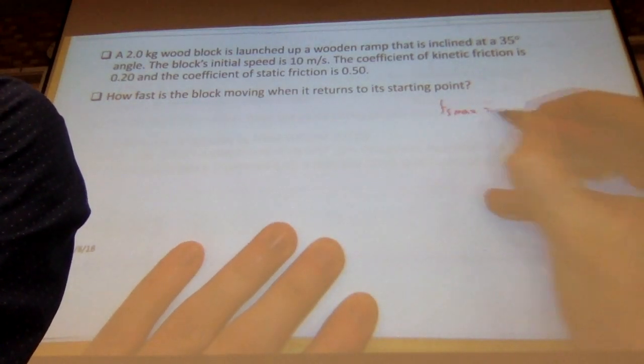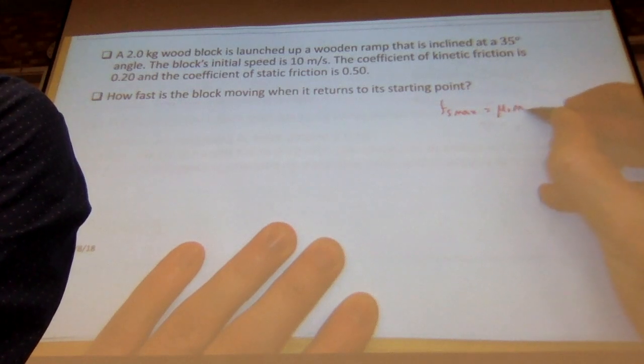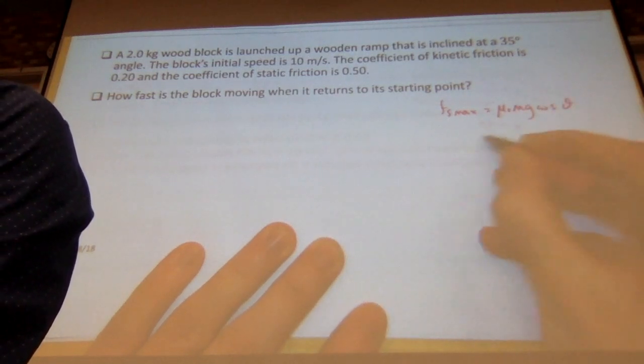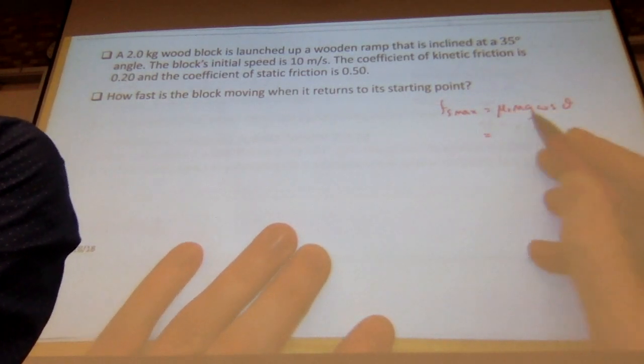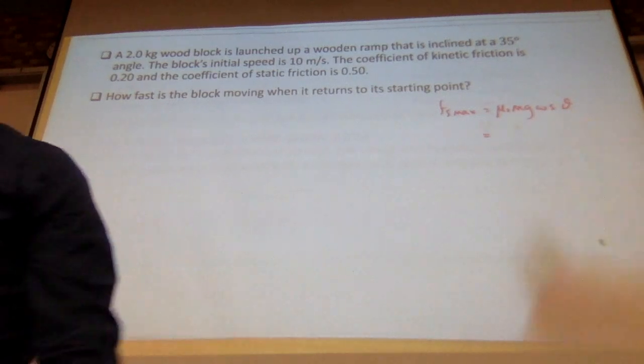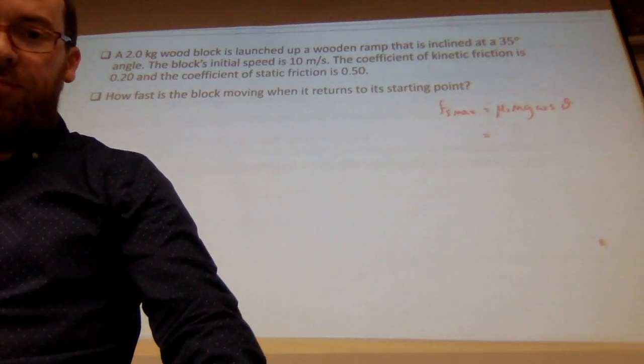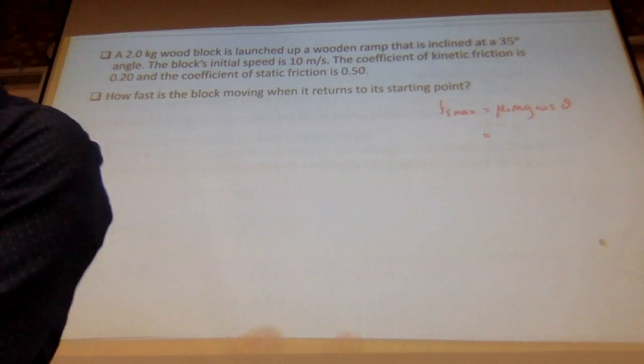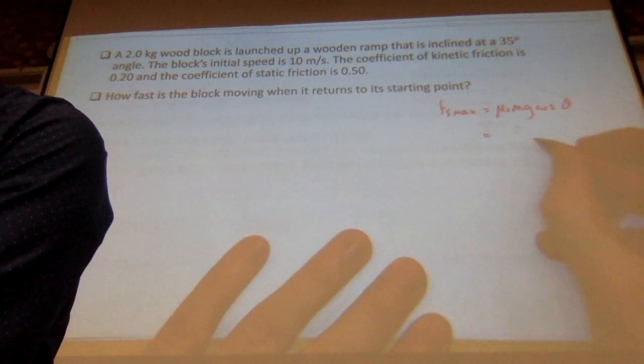Fs max is mu s mg cosine of theta. That's 0.5 times 2 times 9.8 times the cos of 35. You can do that in your calculator if you want. And it should bring you out to an 8.0 newtons.